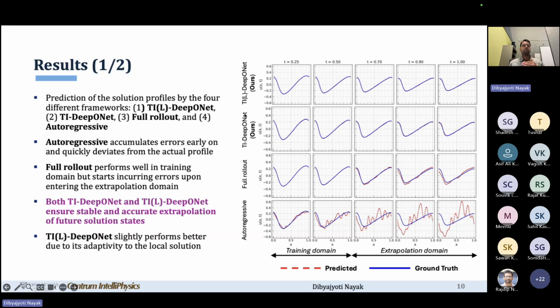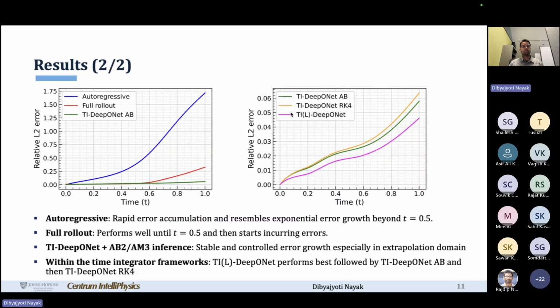And between the TA-based frameworks, the learnable one edges slightly ahead. And I'm not sure if this is visible, but it will be visible in the relative error plots that the TI-DeepONet turns out to be the best performing model in this case. And that is intuitive because we have given the TI-DeepONet a capability to adapt to the local solution at that particular time step.